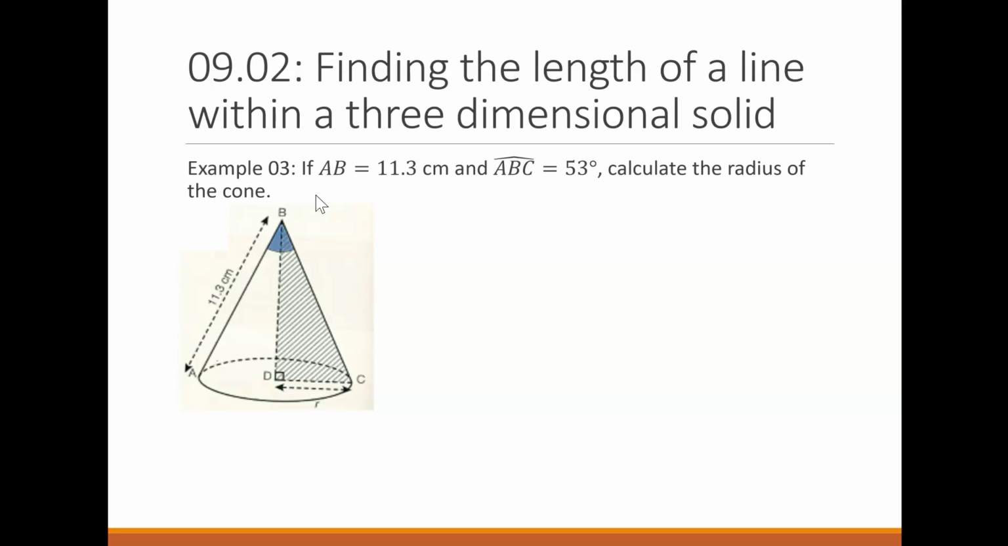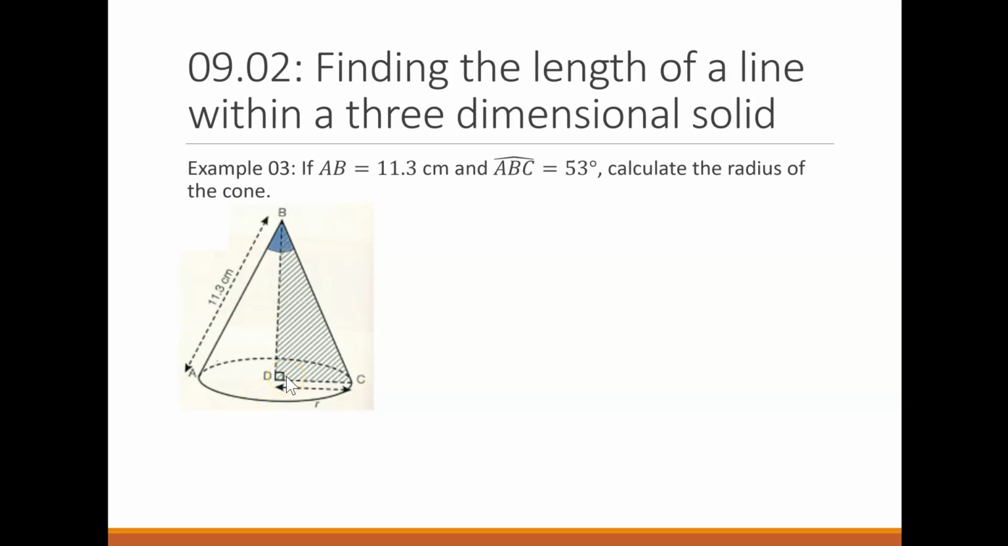All right, we got this cone. We're told AB is 11.3 and the apex angle, ABC, is 53 degrees. This is an alternative notation for drawing an angle, where you put this little angle symbol on top of the three letters. Whatever, I think it's popular in Europe. Calculate the radius of the cone. So we're looking for DC. The calculation triangle I drew was this BDC here because it involves the radius.